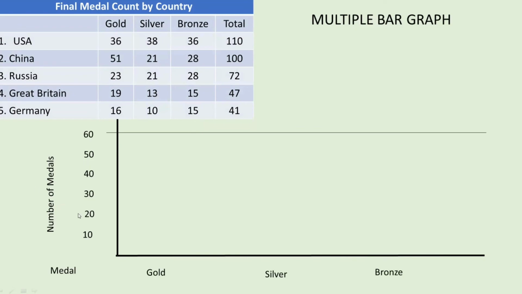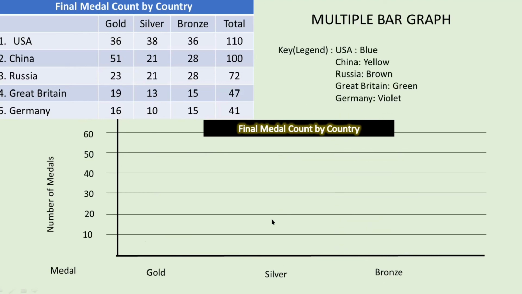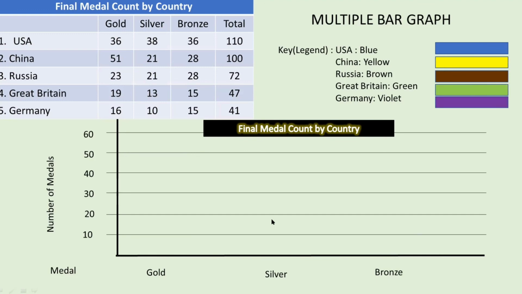Sa ating multiple naman na bar graph, which is using the same table, ang nakalagay naman sa horizontal axis natin ay medal, which is gold, silver, and bronze. So, ngayon, yung gold, silver, and bronze natin, meron tayong 5 country na nag-receive ng gold, nag-receive ng silver, and nag-receive ng bronze. So, ibig sabihin, we have the 5 bar in each medal. So, yung country ngayon yung bibigyan natin ng color coded. So, yung legend natin or color-coded natin, USA is blue, yung China natin is yellow, yung Russia natin ay brown, yung Great Britain natin ay green, and let's say that the Germany is violet.